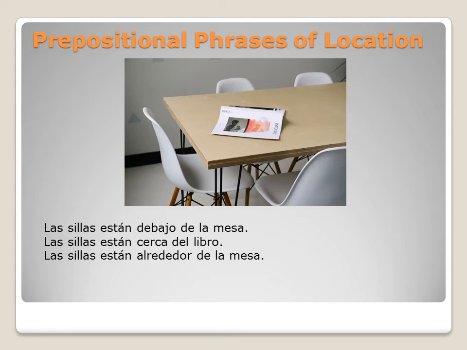Las sillas están alrededor de la mesa. That's a new one, actually. Alrededor. It means around, like surrounding. So the chairs are around the table. Las sillas no están encima de la mesa. So the chairs are not on the table. They're not. They're next to the table. So there's literally probably 50 or 60 you could make, but hopefully you made some of your own. Right?